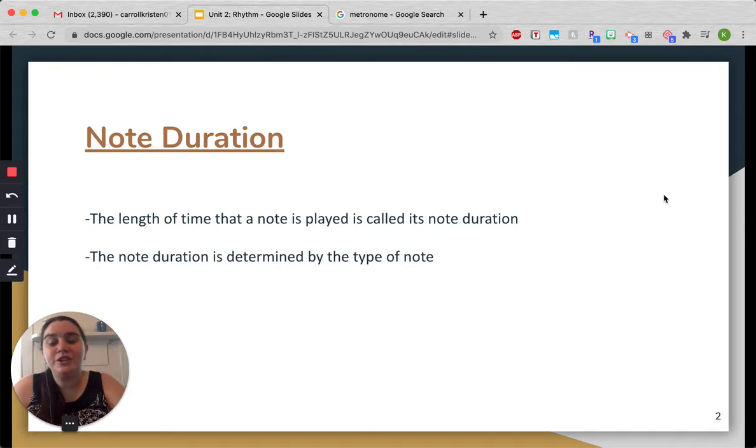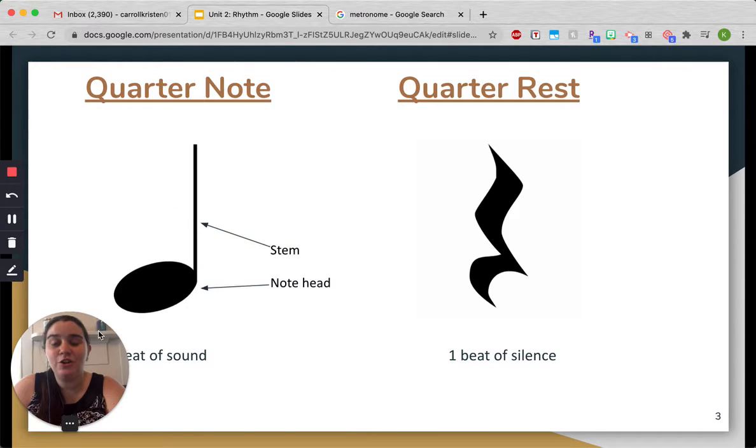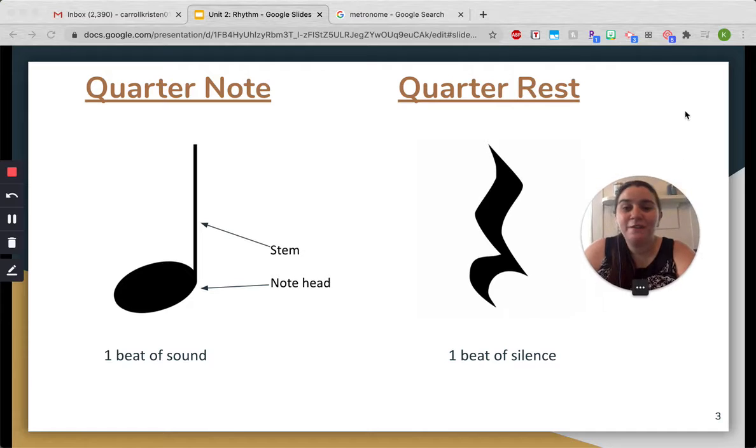So, note durations. Note duration is the length of time that a note is played, and it's determined by what type of note it is. Our first note is a quarter note, and this is what it looks like. The circle part is called the note head, and the line that goes up from it is called the stem. A quarter note gets one beat of sound. So it's just like a steady beat. That's a quarter note that I'm clapping. So a quarter note is one beat of sound.